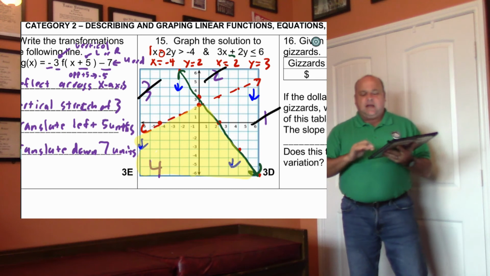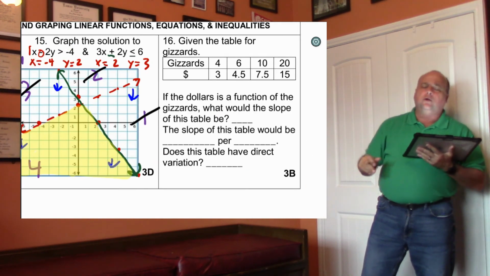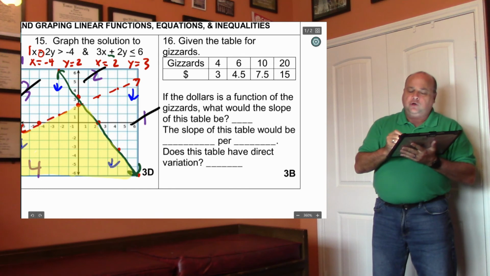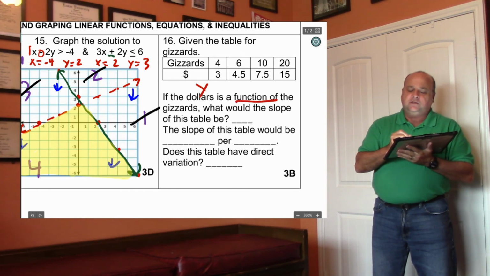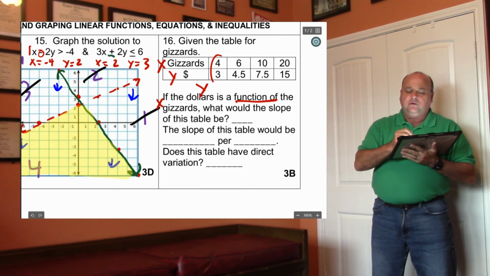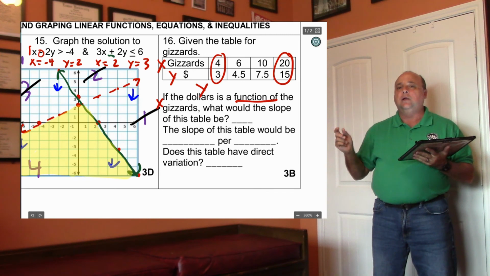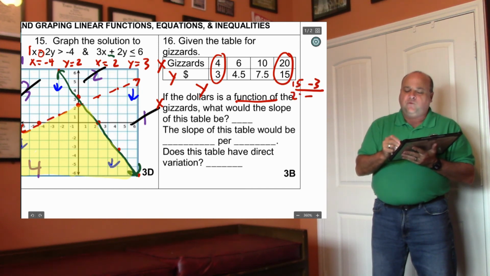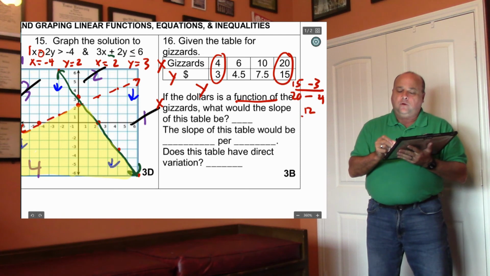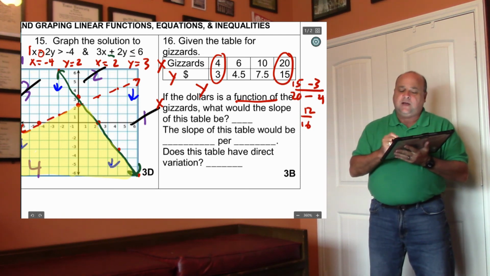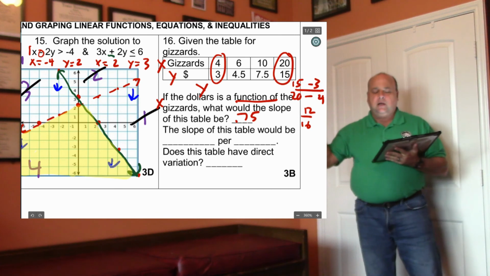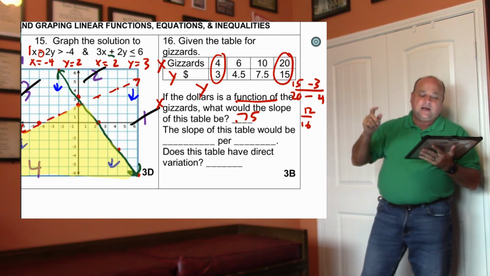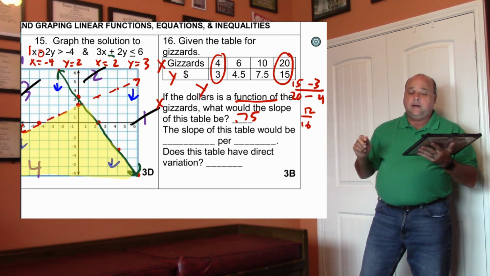And lastly, we're on the last problem. You've been getting the slope all year. You should be getting good at this, okay? So you're going to underline function of, and dollars is a function of gizzards, so y and x, right? And I would use this one and this one because they're whole numbers, aren't they? So we're going to do y minus y over x minus x, draw your fraction bar, 15 minus 3 over 20 minus 4, and that would be 12 over 16, which is 0.75, right? So you're going to get 0.75, and it's going to be $0.75 per gizzard.